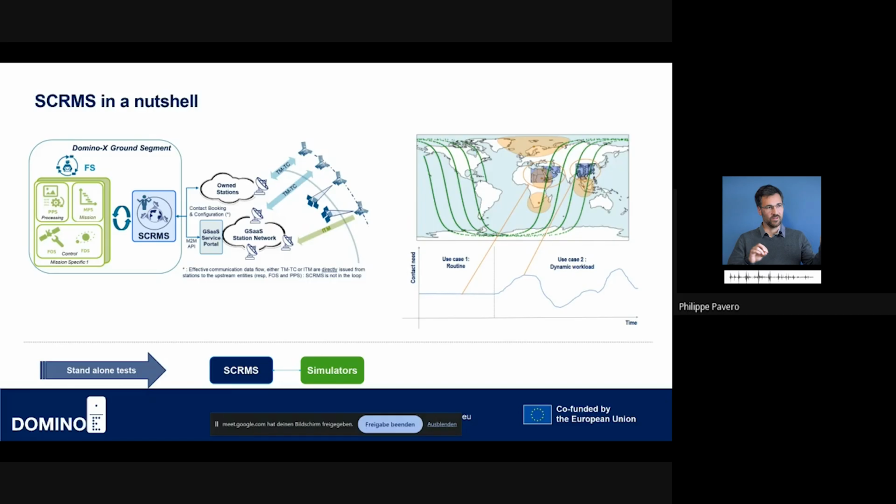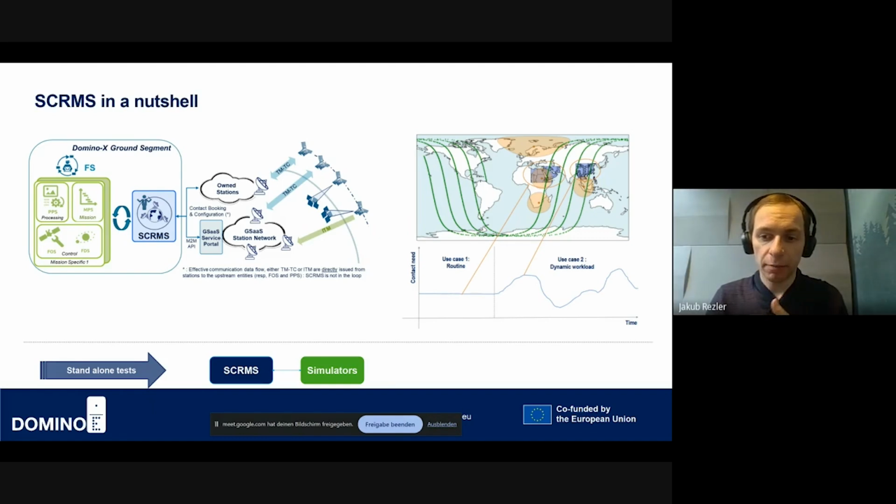Maybe Jakub, if you want to say a word. All right. So I suppose to focus more on the technical side of how it's actually made. As far as the first testing, as far as actually developing the SCRMS is concerned, there are two main parts. There's of course the SCRMS itself, the module, and there's essentially everything else that is the simulators. In short, SCRMS, like the entirety of Domino, is meant to be a number of interconnected elements. But right now, we are one of the first elements to exist.